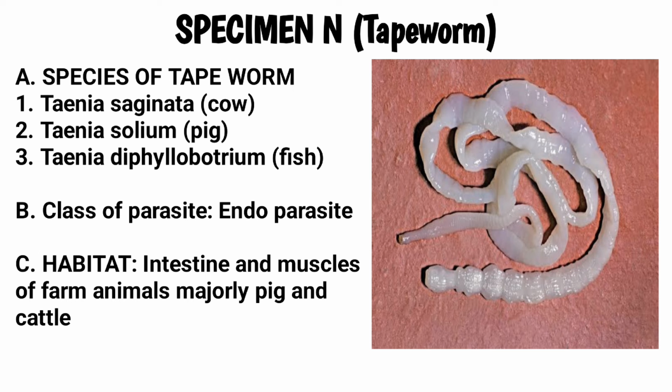So in your exam, you could be asked, what is the relationship between M and N? That is the meat and this tapeworm. The meat can serve as habitat to the tapeworm. And also you could be asked for the various functions of the parts of the tapeworm, more especially the head.